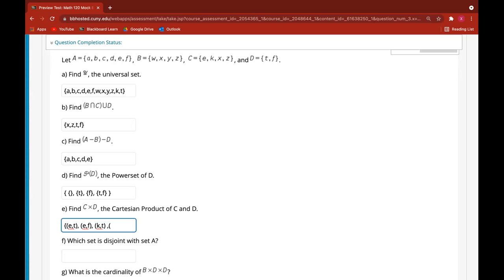Excuse me, Professor. Yes. Does it have to be in that exact order? You can put the elements in any order, but for the ordered pair, you need to have the first element from C, the second element from D. Oh yeah, I know that, but does it have to be like ET, then EF? No, you just need to list out all the elements. Okay.